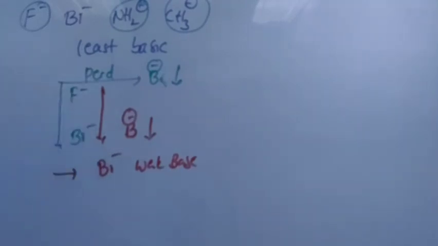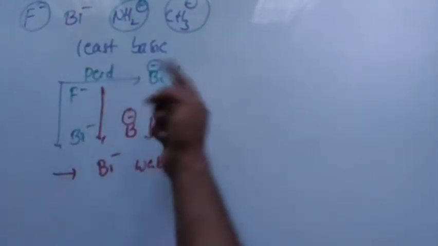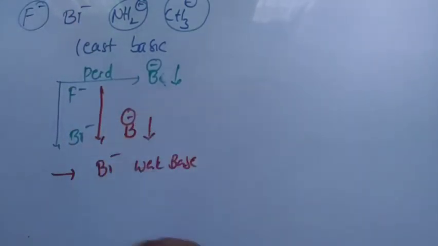This is the first question. I hope this is clear. I repeat once again quickly. Across the period basicity decreases, therefore fluoride ion is the weak base. Down the group basicity further decreases, therefore bromide ion is the weak base. Therefore among the four, bromide is the weakest base.